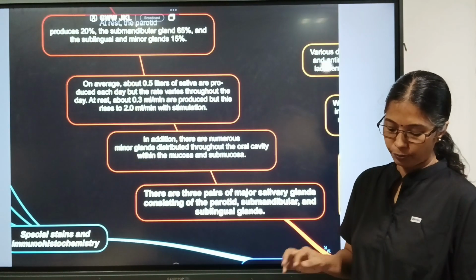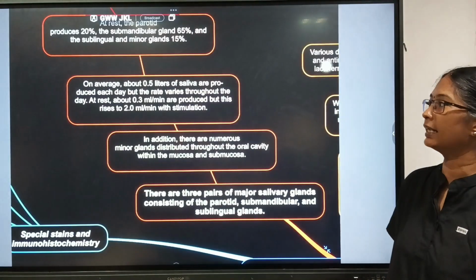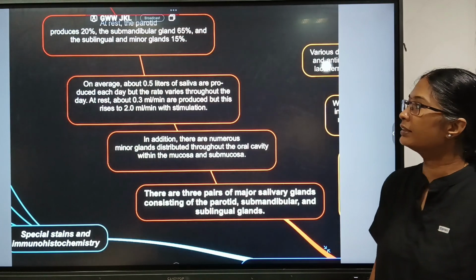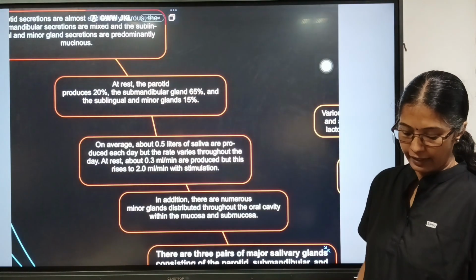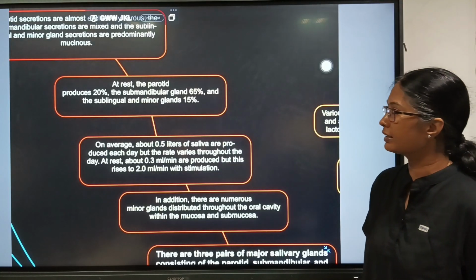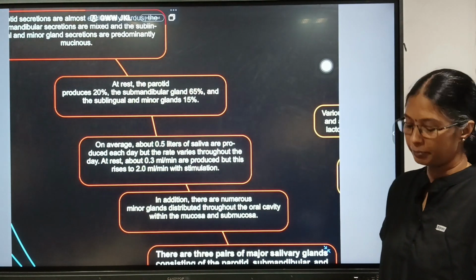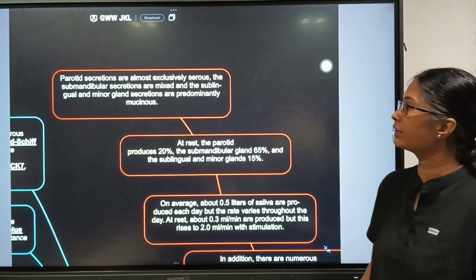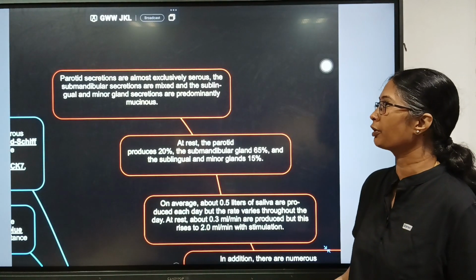And on average about 0.5 liters of saliva is produced each day, but the rate varies throughout the day. That is, at rest 0.3 ml per minute is produced, but this rises to 2 ml per minute with stimulation. So at rest the parotid gland produces 20%, whereas the submandibular gland 65% and the sublingual and the minor glands 15% of saliva. Parotid secretions are almost serous. The submandibular secretions are mixed and the sublingual and minor salivary secretions are predominantly mucinous.